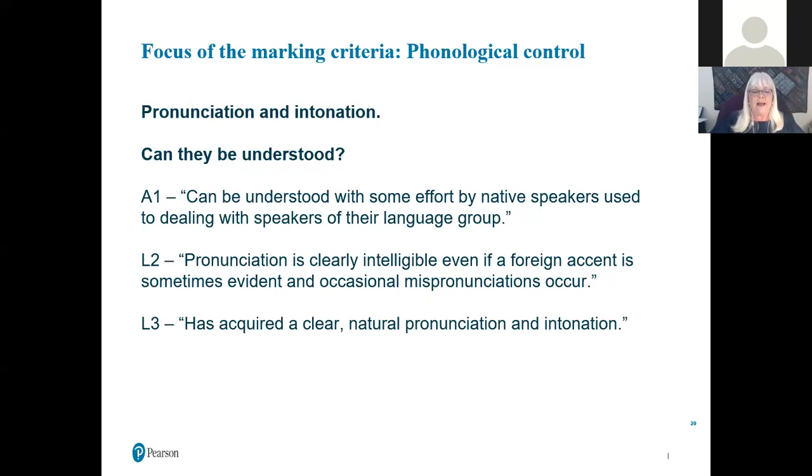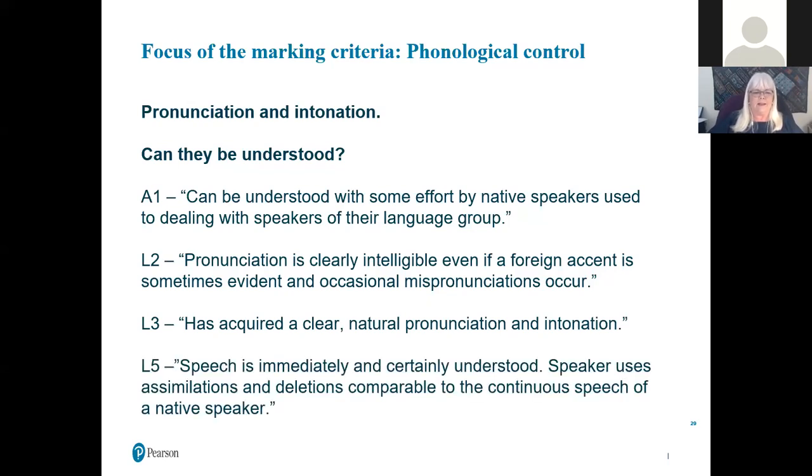Level 3 has acquired a clear, natural pronunciation and intonation. And if you remember the example we listened to for sustained monologue, that test taker had a clear, natural pronunciation and intonation. And at level 3, we're not expecting native speaker level, but the accent should be less obvious at level 3. And at level 5, speech is immediately and certainly understood.